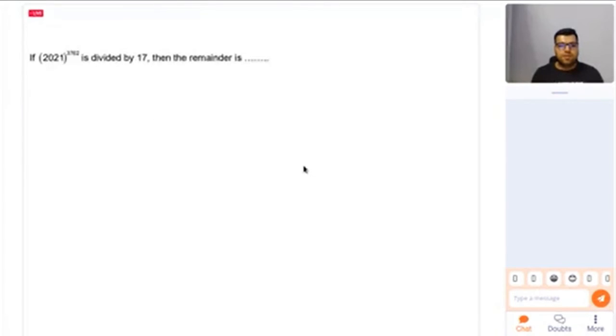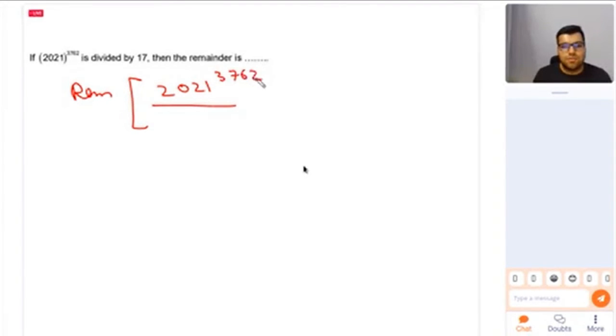Okay. This one is a standard question. We have done so many such questions, we are in a position to correctly attempt this one. Let us go. Remainder of 2021 raised to power 3762 with 17. Okay, this came in JEE Main PYQ.